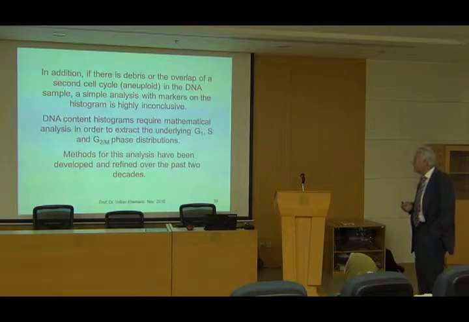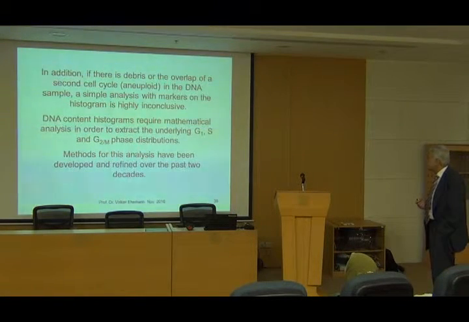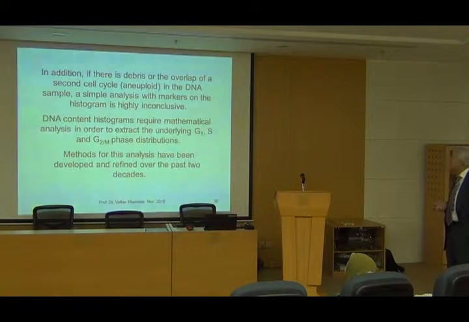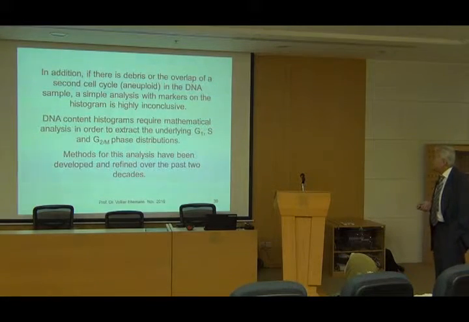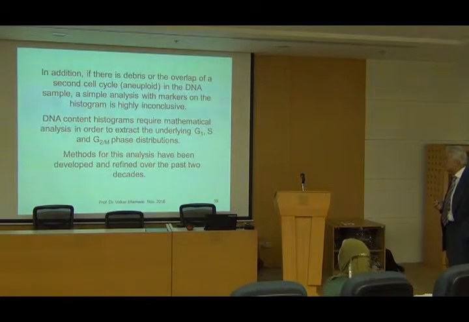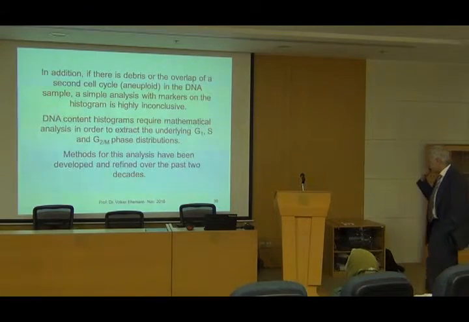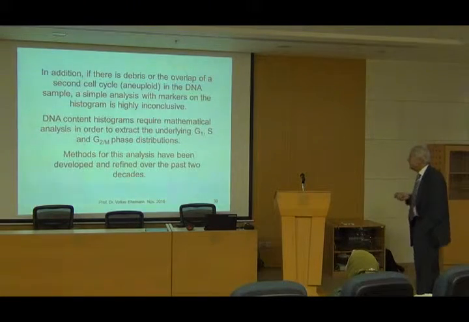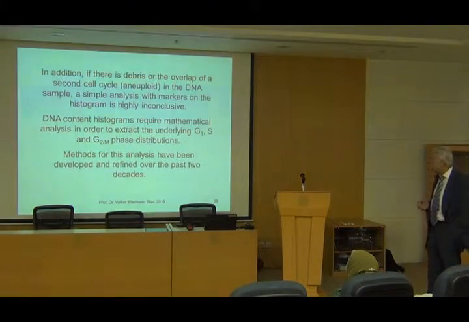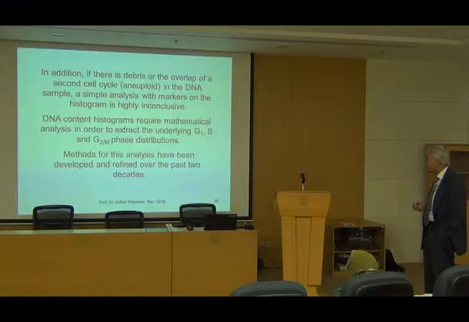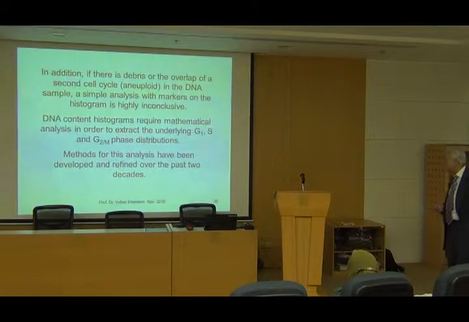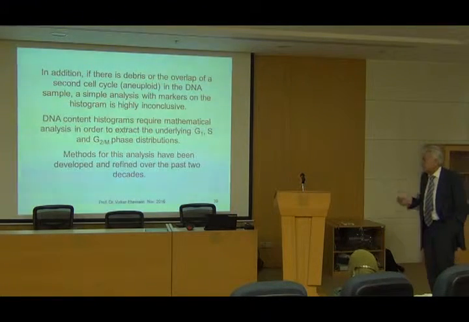In addition, if there is debris or the overlap of a second cell cycle, which is called aneuploidy in the DNA, a simple analysis with markers on the histogram is highly inaccurate. A DNA content histogram requires mathematical analysis in order to extract the underlying G1, S, and G2 phase distributions. And methods for this analysis have been developed and refined over the past 2 decades.